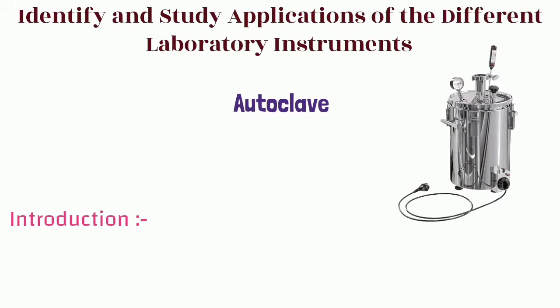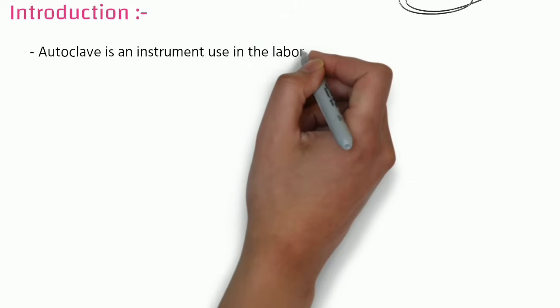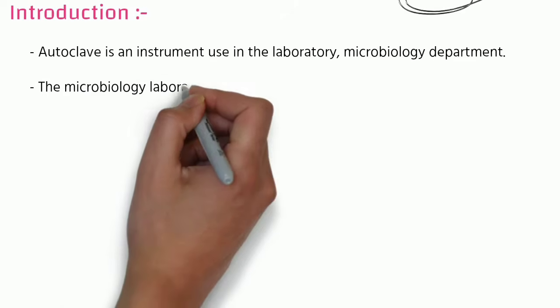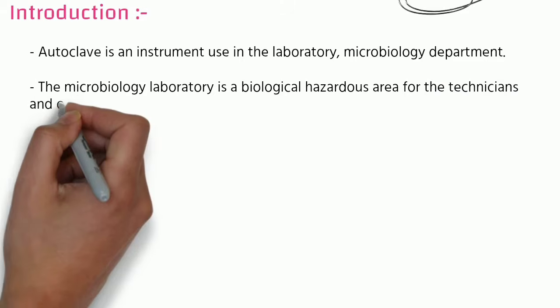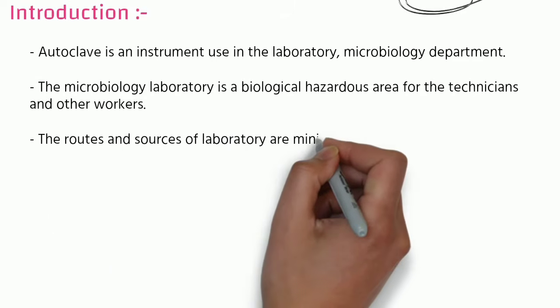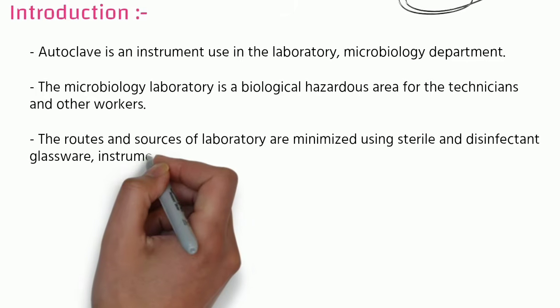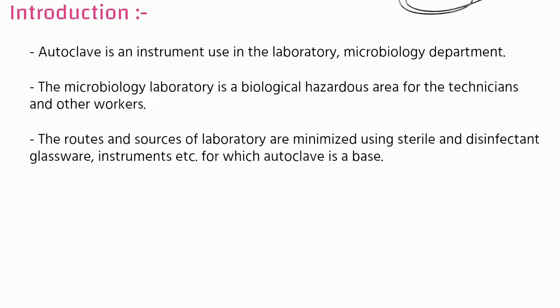In the introduction of autoclave, an autoclave is an instrument used in the laboratory microbiology department. The microbiology laboratory is a biologically hazardous area for the technician and other workers. The routes and sources of laboratory infection are minimized using sterile and disinfected glasswares, instruments, etc., for which the autoclave is the basis.